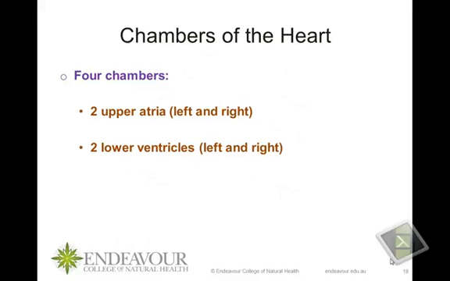Inside the heart there are 4 chambers. There are 2 upper receiving chambers called the atria, one on the left, one on the right, and there are 2 lower pumping chambers called the ventricles, again, one on the left and one on the right.